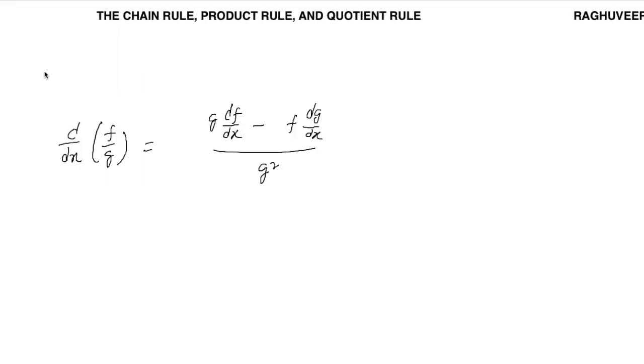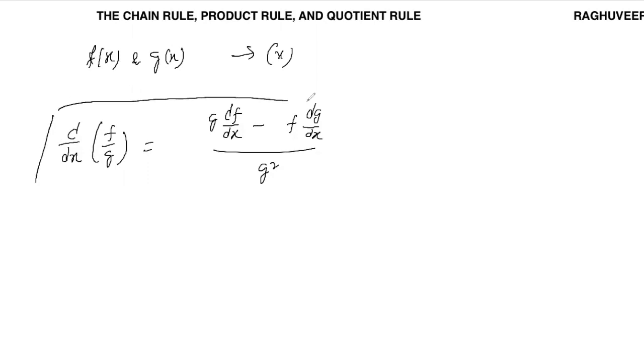The quotient rule allows you to take a derivative of two different functions, that is f of x and g of x, of the same argument, which is x here, when the functions are being divided. So d by dx of f by g is equal to g into df by dx minus f into dg by dx, divided by g square.